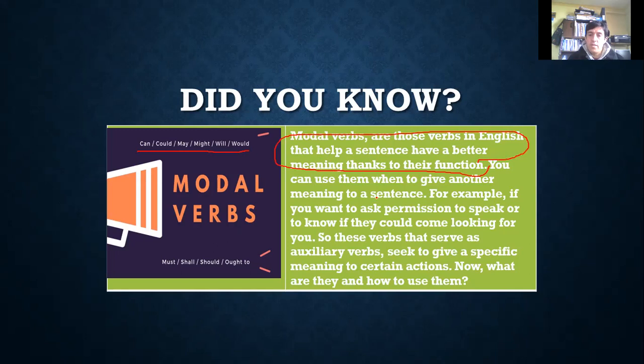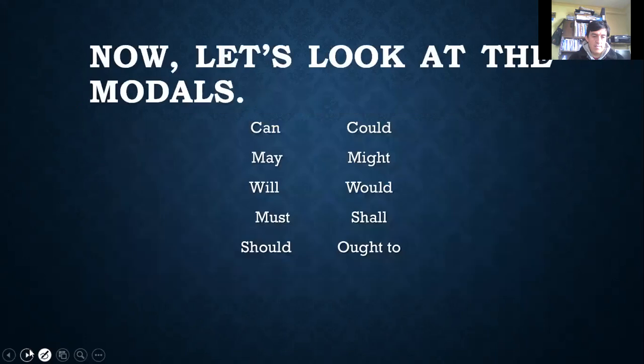You can use them to give another meaning to a sentence. For example, if you want permission, this is a keyword, to speak or to know if they could come looking for you. So these verbs that serve as auxiliary verbs seem to give a specific meaning to a certain action. Now, what are they and how to use them? This is a definition of the modal verbs. Okay, let's continue with the next slide.